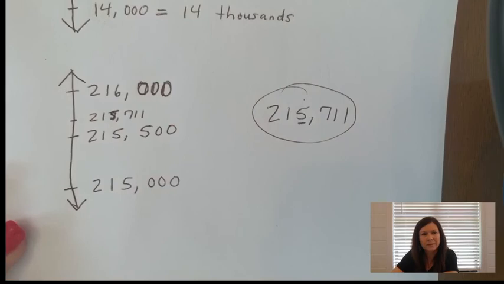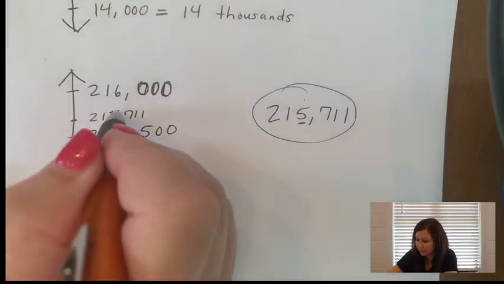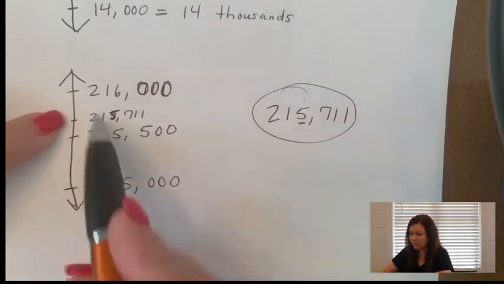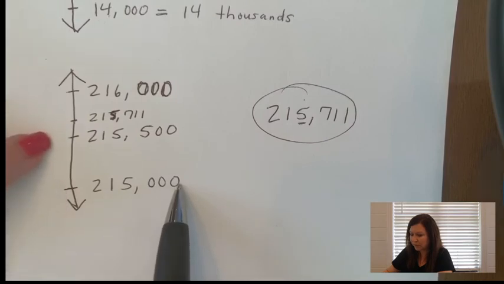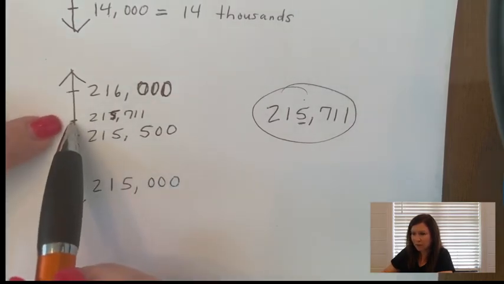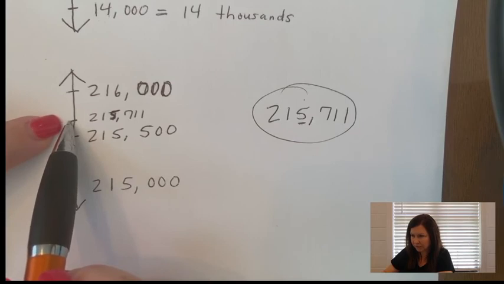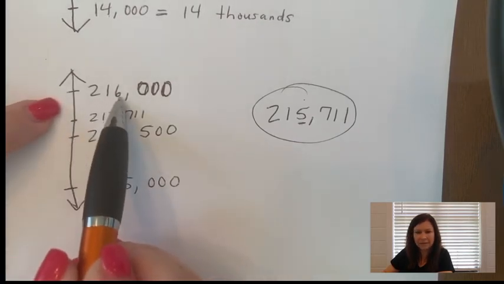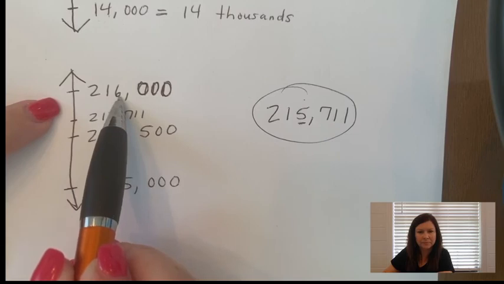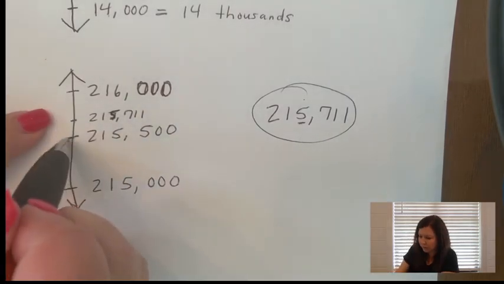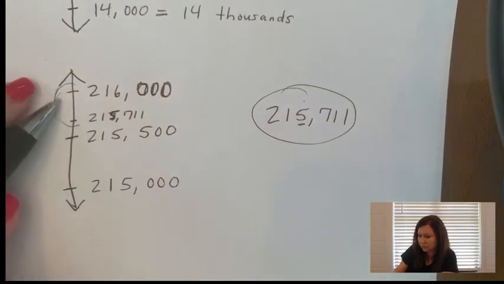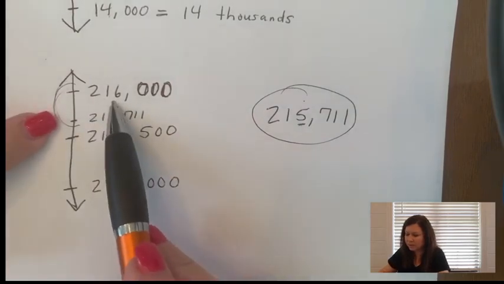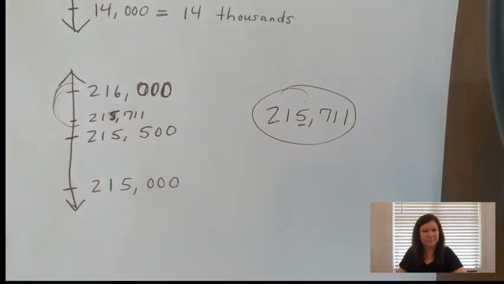Okay, so it's 215,711. So is that closer to being nearer to 215,000, or would we round up to the nearest thousand, rounding up to 216,000? You're right, so here's the halfway mark. We're kind of in this area here on our number line, so we're going to round up to 216,000. That's how we would round that number. Okay?